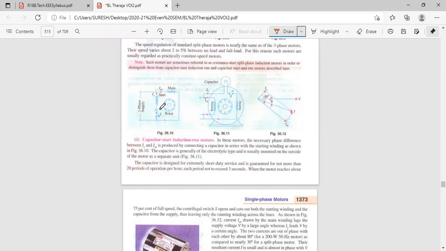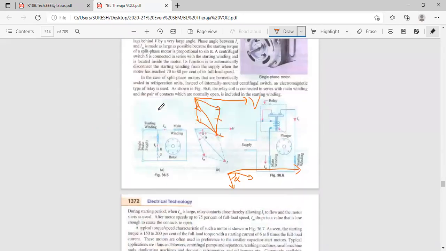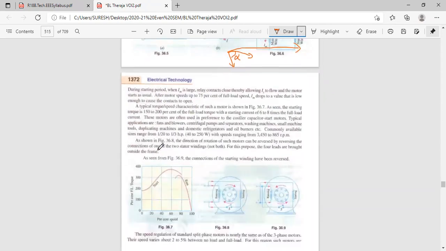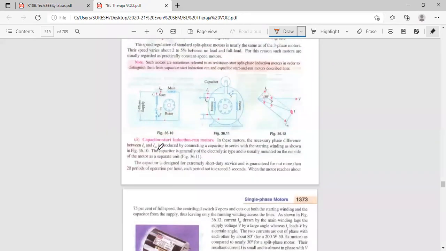Here there is a capacitor. But in the previous circuit, in split phase, there is no capacitor, resistance is there, but here there is one capacitance. What is the purpose of the capacitance? Does current lead the voltage or lag the voltage? In a capacitor, what happens? Is current leading the voltage or lagging the voltage? In a capacitor, current leads the voltage.